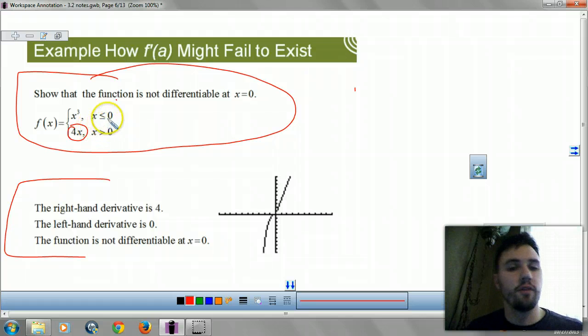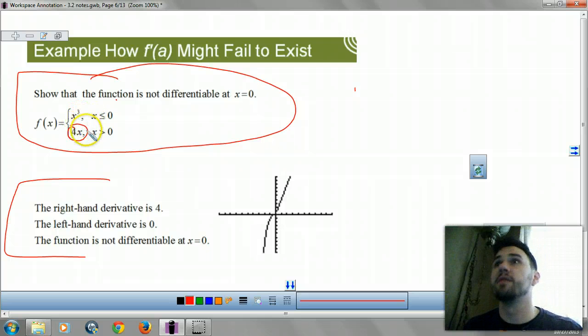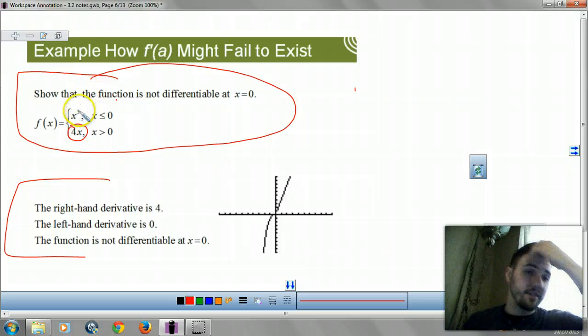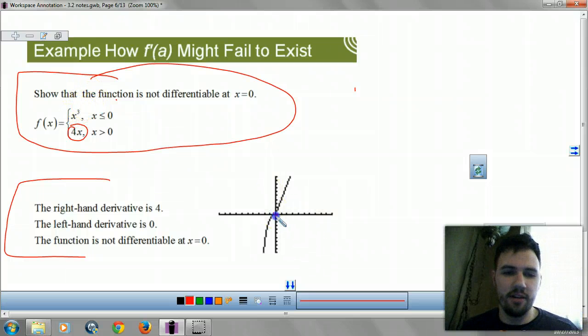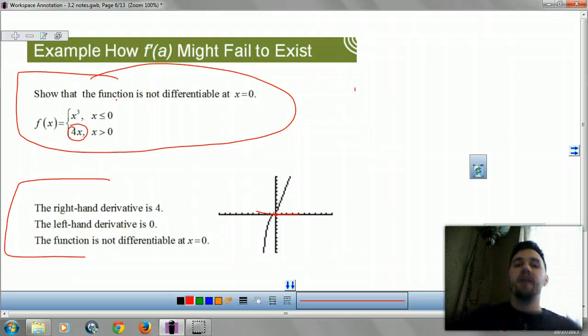If your equation's 4x, well, your slope's always 4. So your slope of the tangent is always 4, and your slope of the tangent at 0 is 4. You got it. And now for your x to the third at 0, when you draw a tangent, it's 0. It's a horizontal tangent. And if one side's 0 and the other side's 4, there's no derivative there.